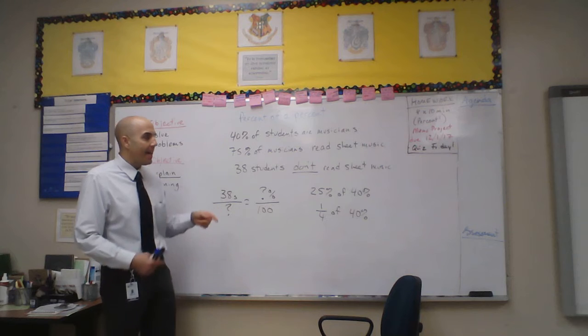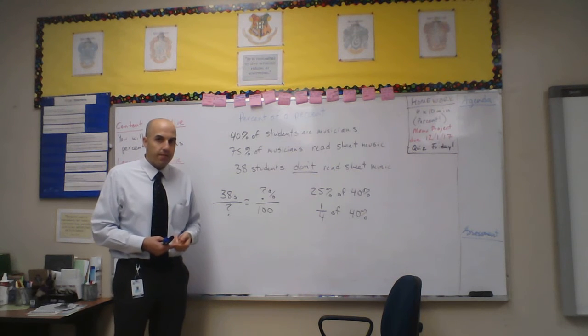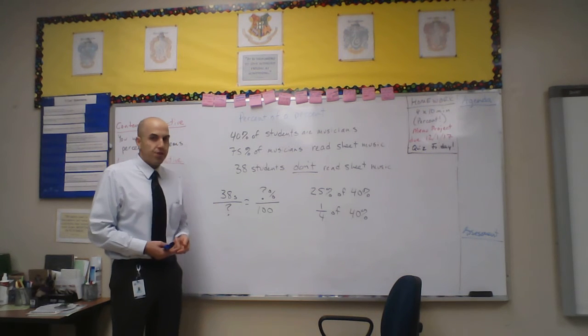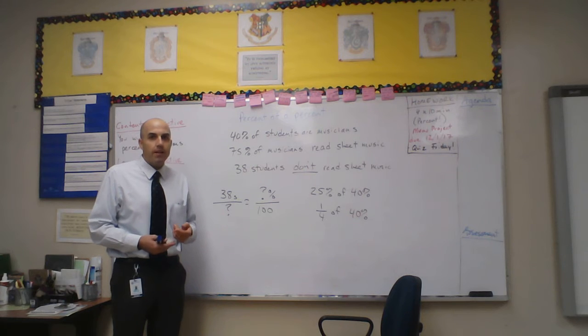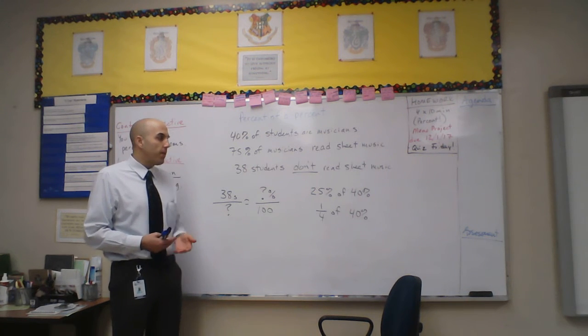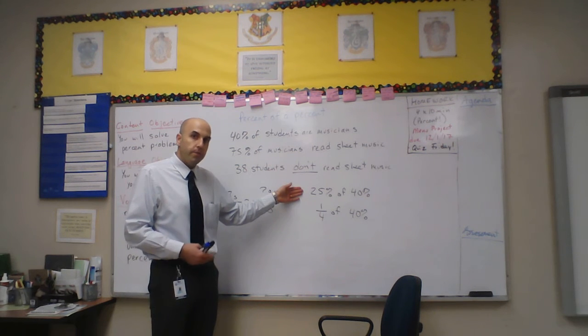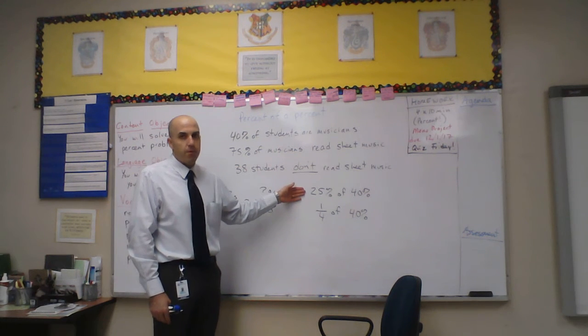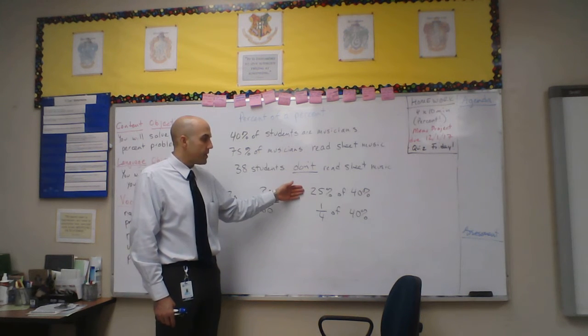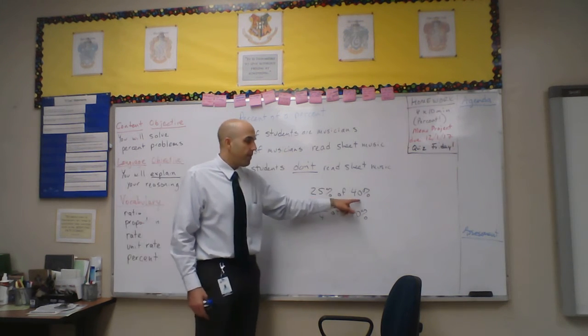Well, what it tells us is 75% of the musicians read music. But that means that if 75% of the musicians read sheet music, how many don't read sheet music? The question then is, well, out of 100% of the musicians, 25% of them don't read sheet music. So what we have to figure out is, what is 25% of 40%?